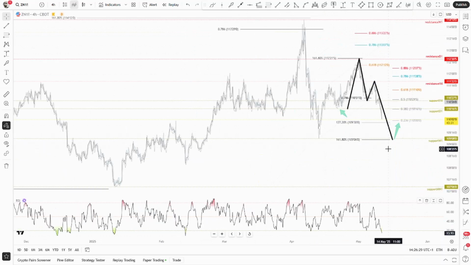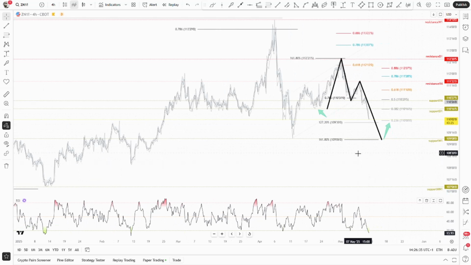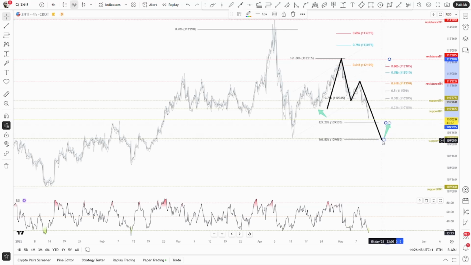bond, 10 years, we have nice support broken at 110.16. We are approaching a crucial level. Actually, I prefer to wait for the 161. We are approaching the 127% Fibonacci extension. This move may complete the bullish butterfly pattern.